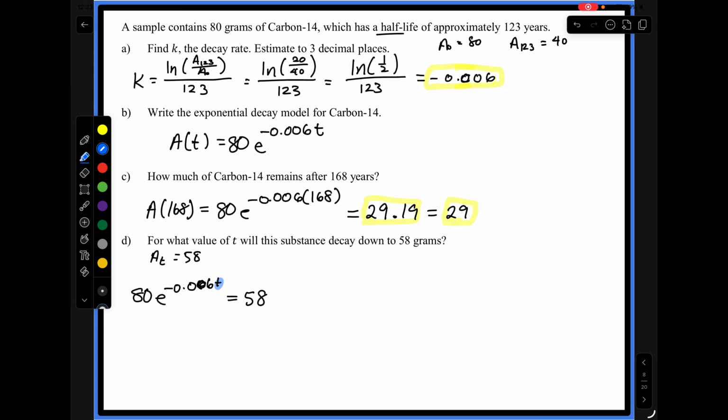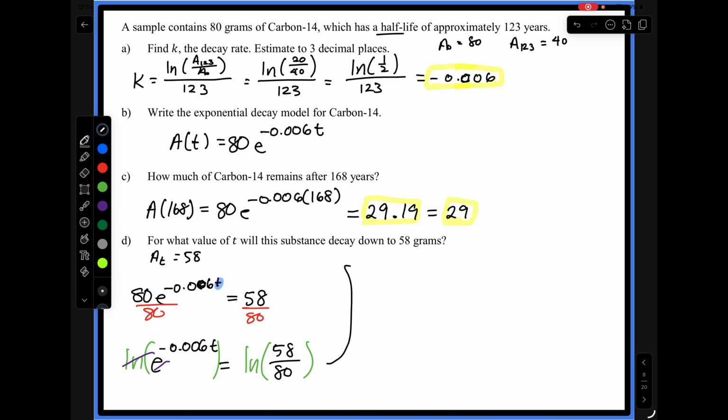We're looking for time, so we need to set up an equation, which is solved by first dividing both sides by 80, the amount we originally started off with. So e raised to the negative 0.006T equals 58, the amount we want to get to, divided by 80, the amount we started with. We can then take the natural log of both sides, so we can cancel out the natural log and the exponential, going through all the properties of logs. So we ultimately end up with negative 0.006T equals the natural log of 58 over 80.